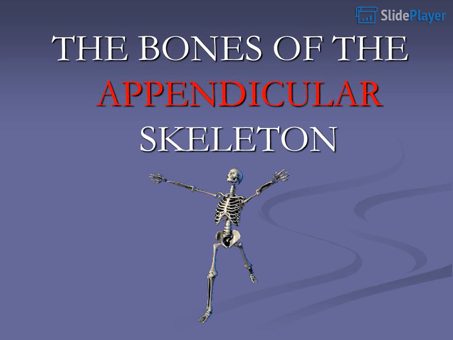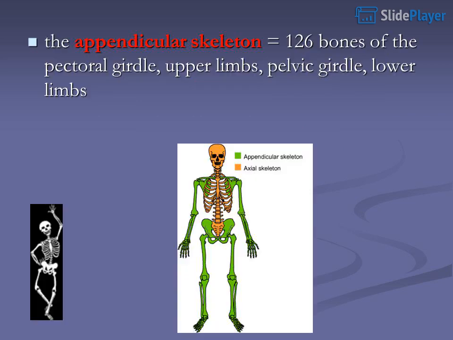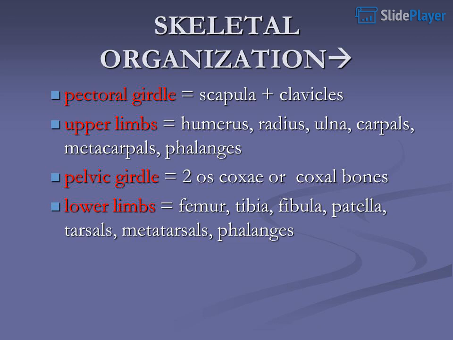The bones of the appendicular skeleton. The appendicular skeleton equals 126 bones of the pectoral girdle, upper limbs, pelvic girdle, lower limbs. Skeletal organization. Pectoral girdle equals scapula plus clavicles. Upper limbs equals humerus, radius, ulna, carpals, metacarpals, phalanges.